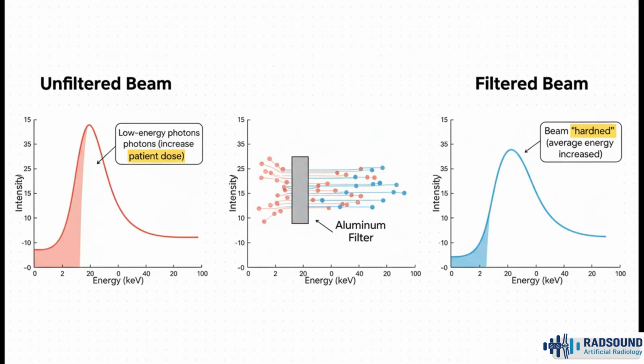On the left, that unfiltered beam is loaded with those useless low-energy photons. Then, on the right, after filtration, they're just gone. We call this hardening the beam, because by removing the softest photons, we've increased the average energy of the beam. It's now a more efficient imaging tool, and we've dramatically cut down on unnecessary dose to the patient.